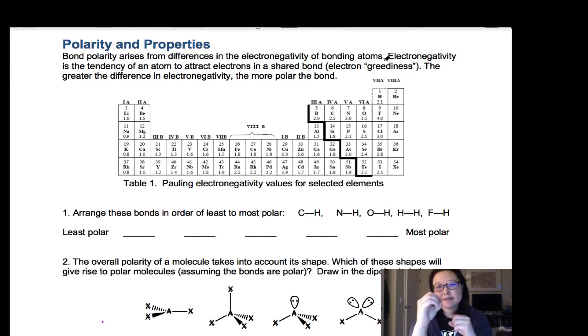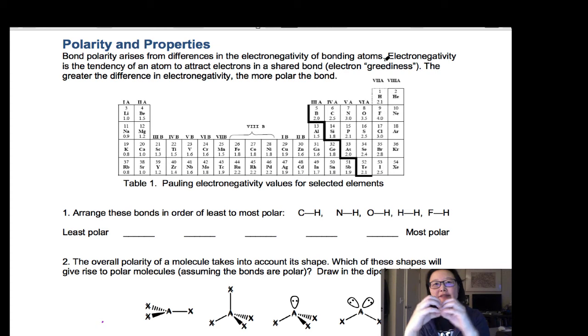So if I have an atom here and an atom here, and this one's more electronegative and they're sharing electrons in a bond, then this one's going to be more greedy for the electrons. So it's going to pull the electrons toward itself and become more negatively charged because electrons are negative. So if this one's more electronegative, then the electrons get pulled this way.